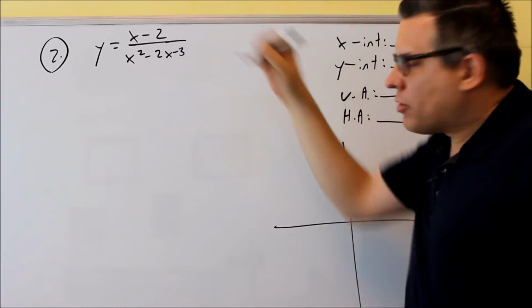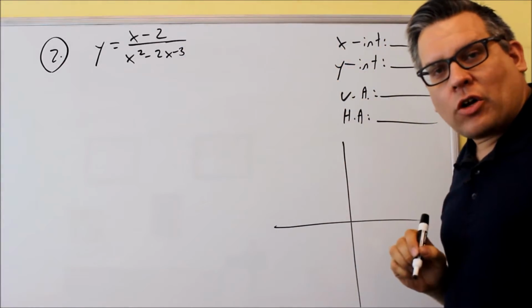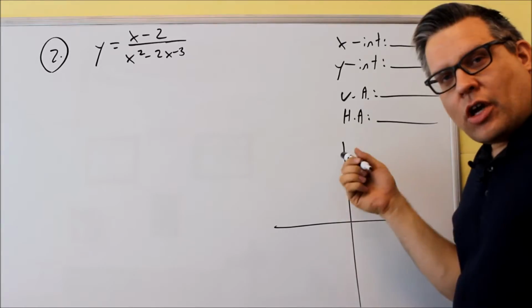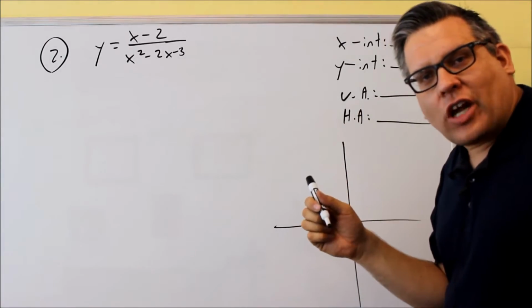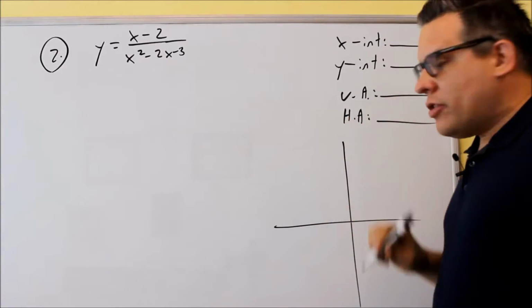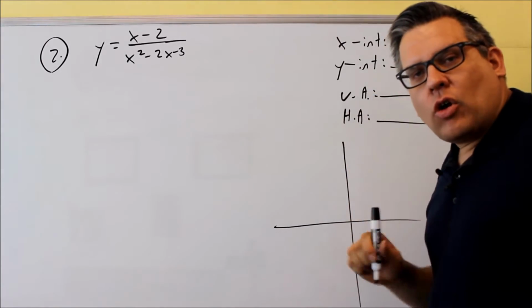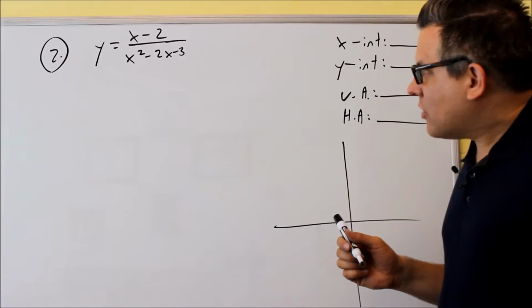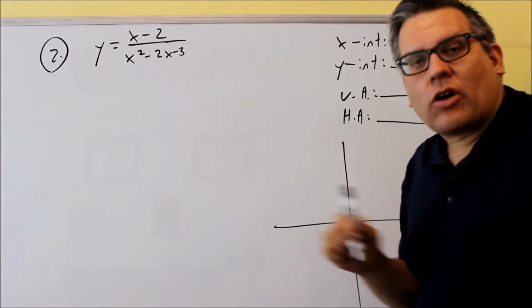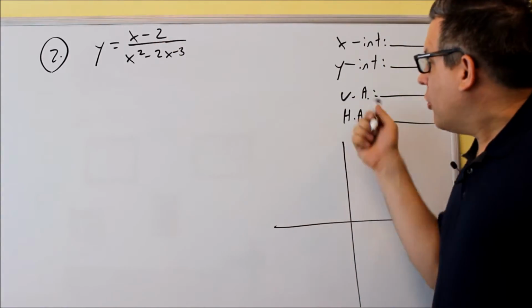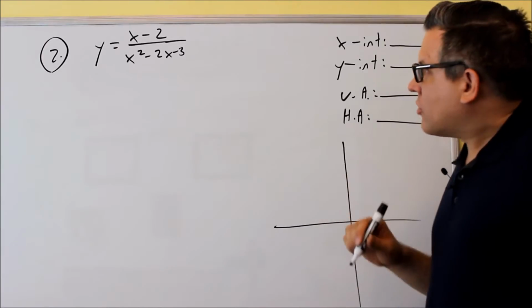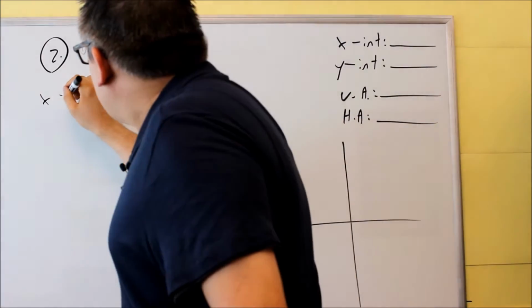For number 2, by the way, you're not going to have to worry about graphing a slant. Number 1 is going to have that slant in it, but number 2, you're just going to have a regular horizontal asymptote. So you want to make sure you understand your horizontal asymptote rules. In that case, that has to do with the highest power on top and the highest power on the bottom. You want to know those for horizontal asymptote. Okay, so let's start with the x-intercept.